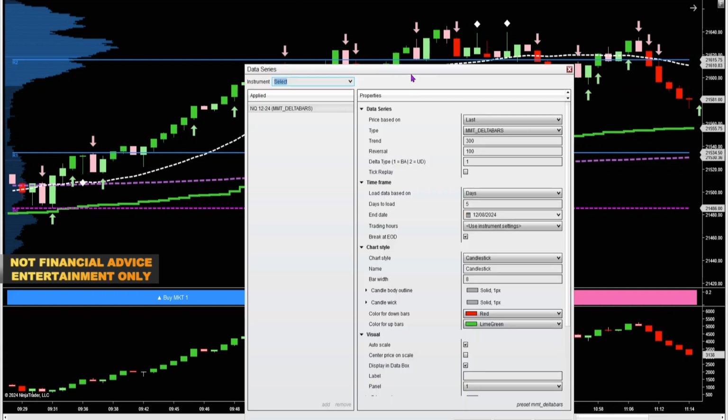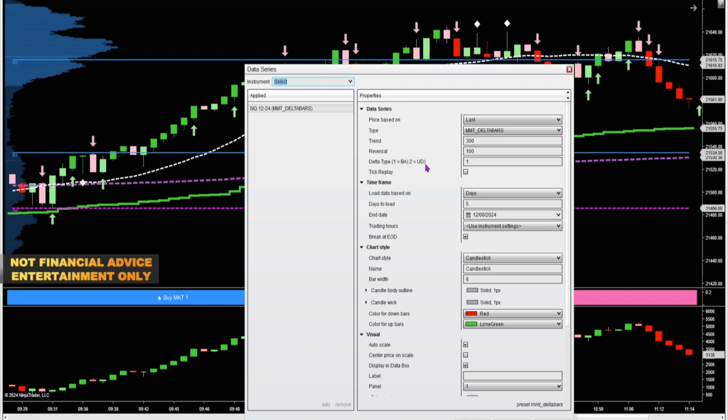So let me show you the settings. This is a delta bars chart. The MMT delta bars bar type. This is a bar type based completely off of delta. I've got a 300 delta for the trend and a 100 delta for the reversal. This is in bid-ask mode.